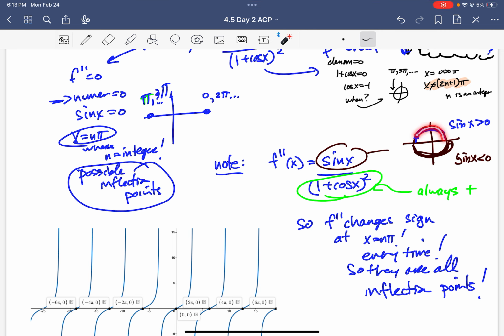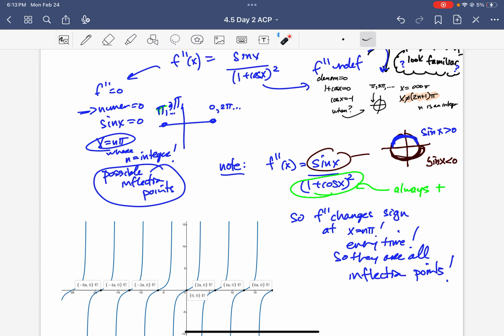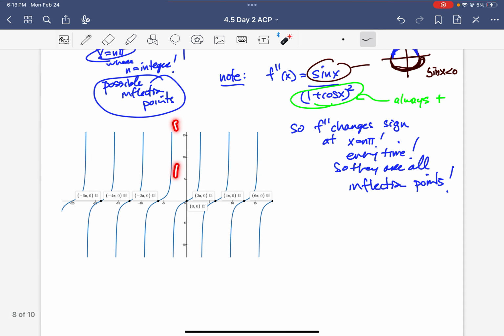So it looks like on our interval of 2 pi, half the time it's going to be concave up, half the time it's going to be concave down, and every time it changes sign is going to be an inflection point, right? So we see right here that we change from concave down to concave up. That's an inflection point. Concave down, concave up, inflection point.